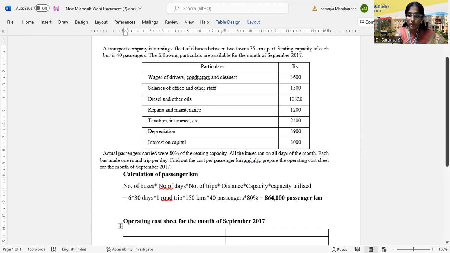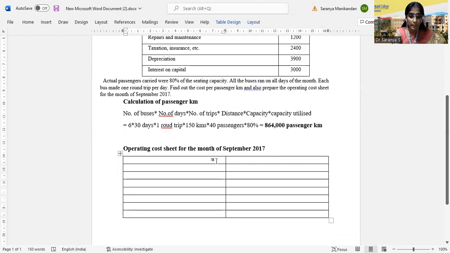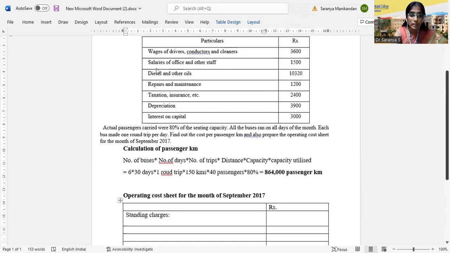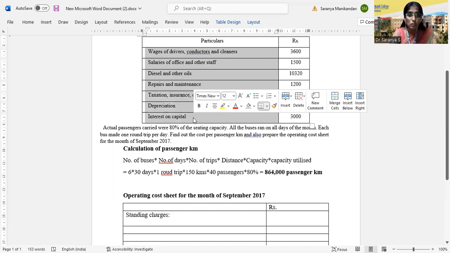Okay, so we'll start writing. First we'll make the columns ready. So first we will record the standing charges. Standing charges is nothing but fixed charges. Now here in the question they have given wages, salaries, diesel, repairs, taxation, depreciation, interest on capital. So out of this, we should know which one is fixed and which one is variable.